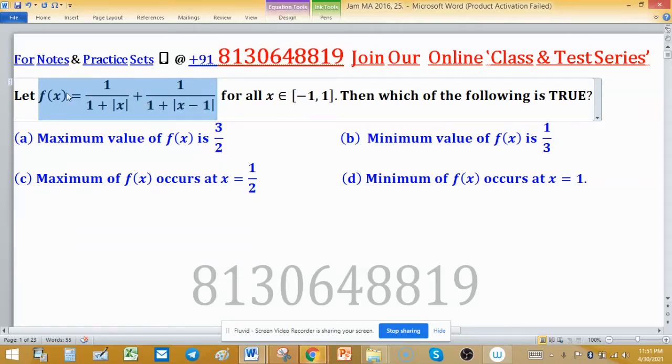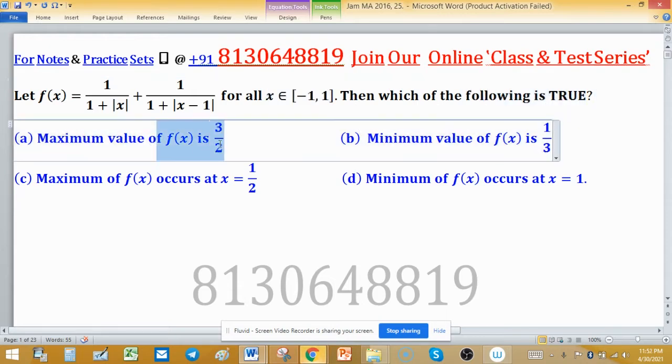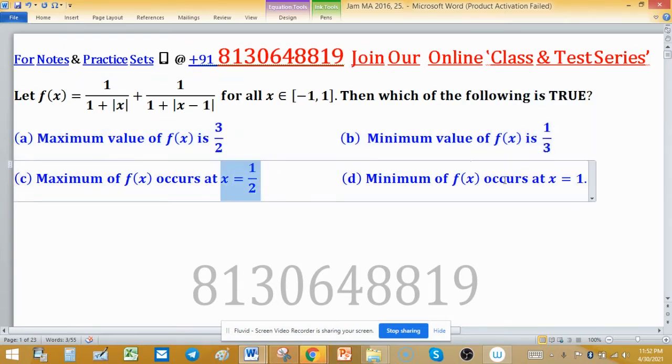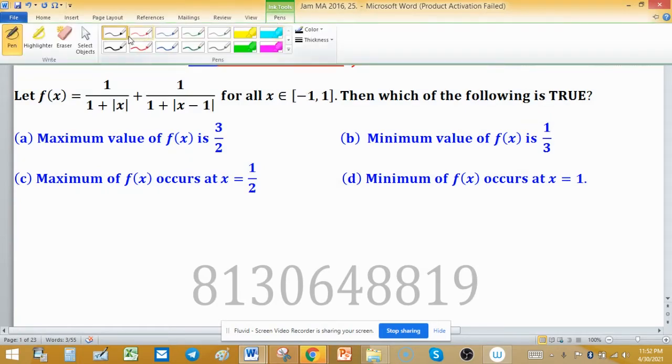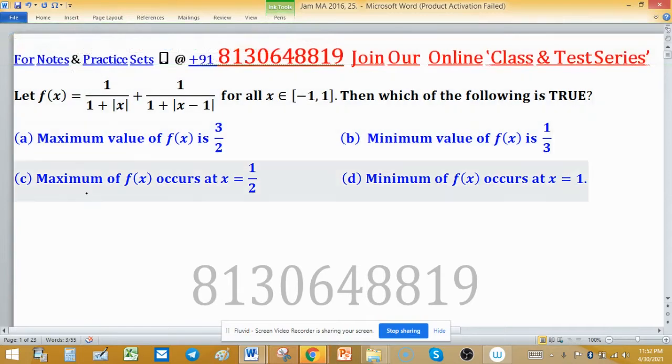Let f(x) be defined by this structure, where x comes from the closed interval. Then which of the following is true? Maximum value of f(x) is 3/2, minimum value is 1/3, maximum at 1/2 and minimum at 1. The four options relate maximum and minimum values and the points where they occur. These four types of options are given to us.